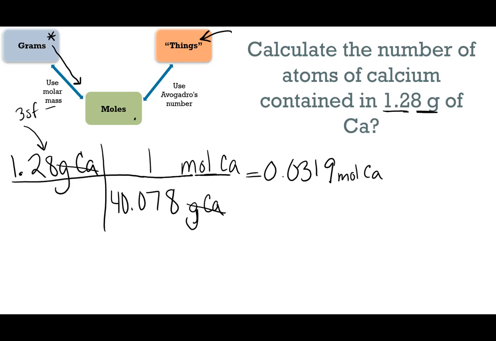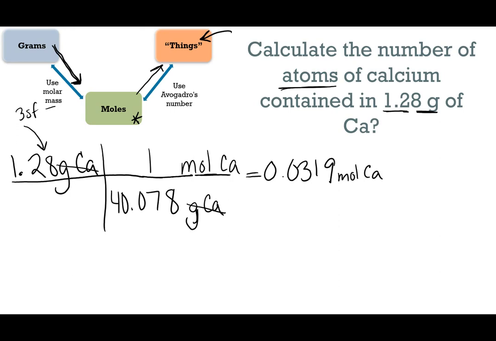Okay. Well, this problem is not asking about moles. This problem is asking about atoms. So we've made this first transition from grams to moles. So now we are here. We're in the green box. And we want to make this last step to the orange box. So I want to go from moles to things, or in this case, moles to atoms.